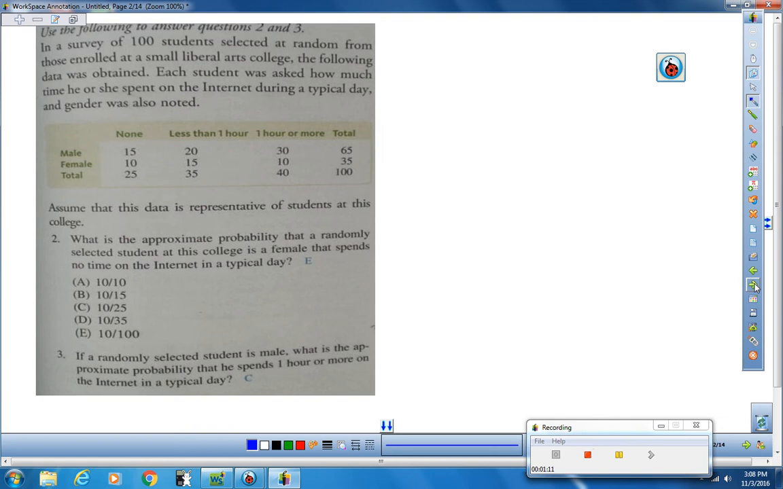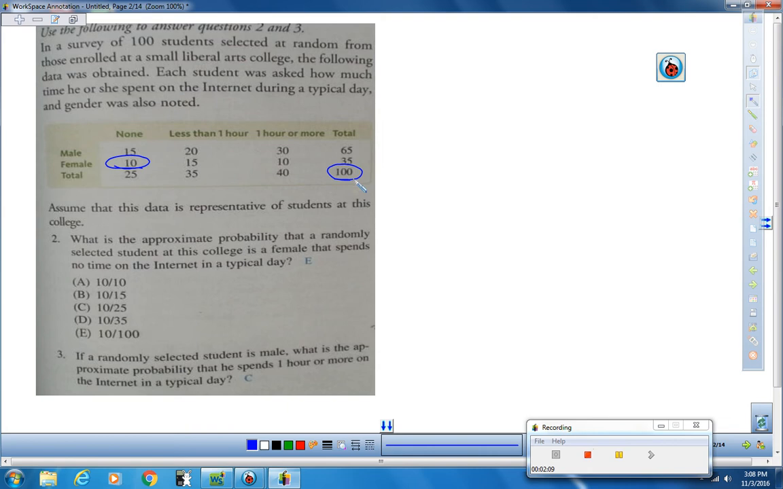So we're not saying that it's a female given that they spend no time. It's a female and they spend no time. So I'm looking for their intersection of female and no time. So here's my female row, and my no time on the internet column is right here. So where they intersect, or where they overlap, is right here. It's 10 out of my total, which is 100. It's because it's an intersection. It's not asking for a given probability.